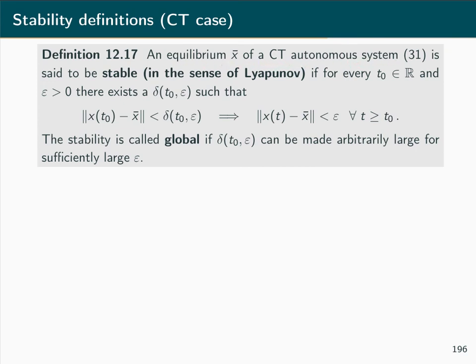We can analogously define stability in the sense of Lyapunov for the equilibrium of a continuous time autonomous system by demanding that for every time t0 and every epsilon which is positive, there must exist a delta which depends on t0 and epsilon such that if the trajectory starts within a delta ball around x bar, then it will remain inside an epsilon ball around x bar for all times t greater than or equal to t0. The stability is called global if this delta can be made arbitrarily large for sufficiently large values of epsilon.